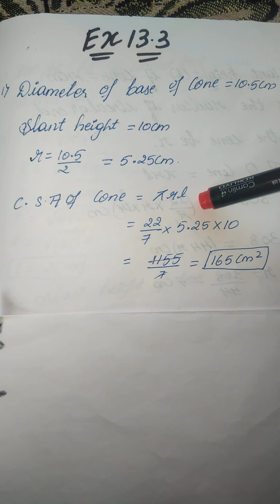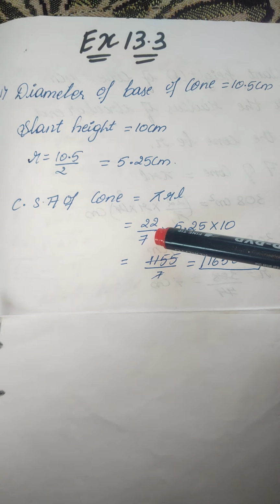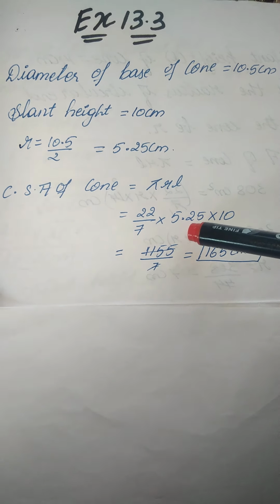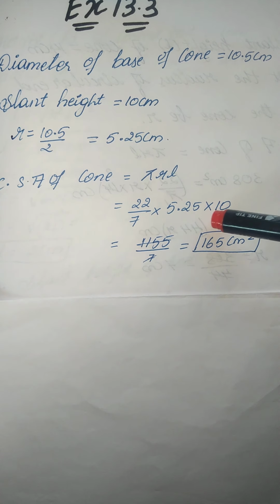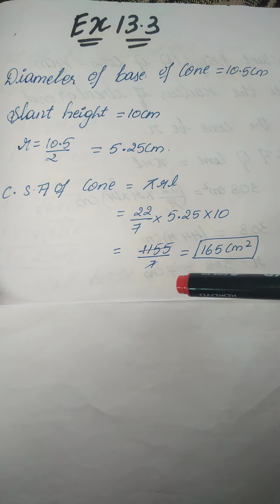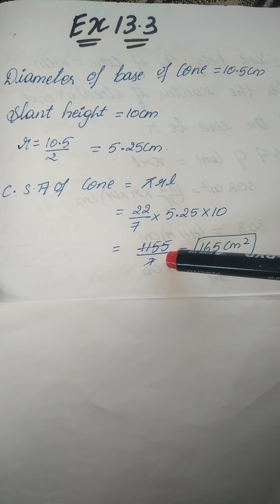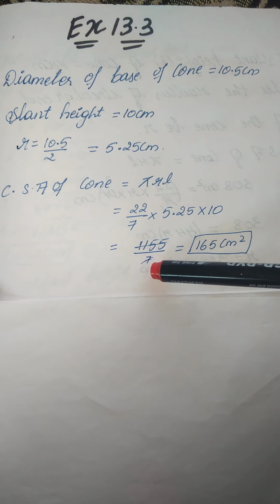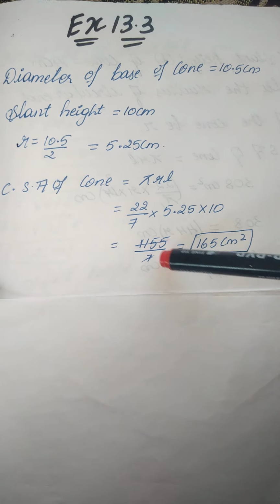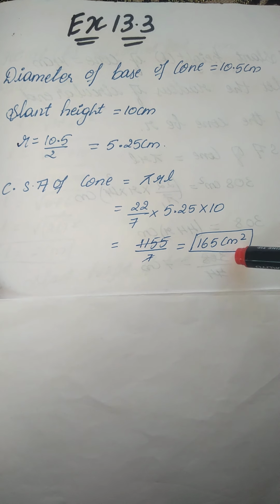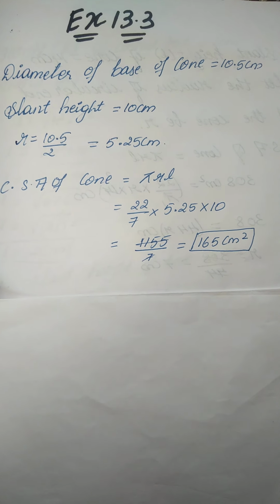CSA formula is pi r L. On substituting pi as 22 by 7, r as 5.25 and L as 10, we get in the numerator 1155 divided by 7. On further cancellation, I will get 165 centimeters square.